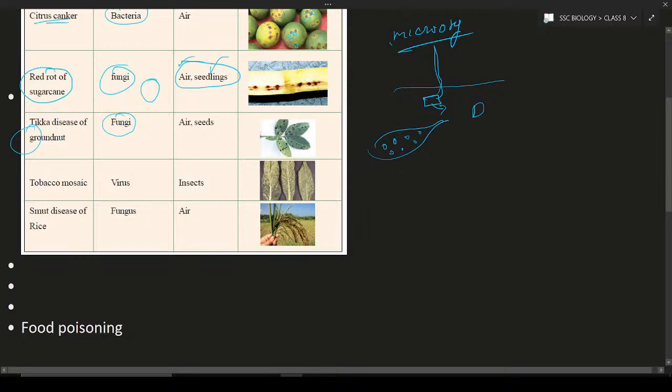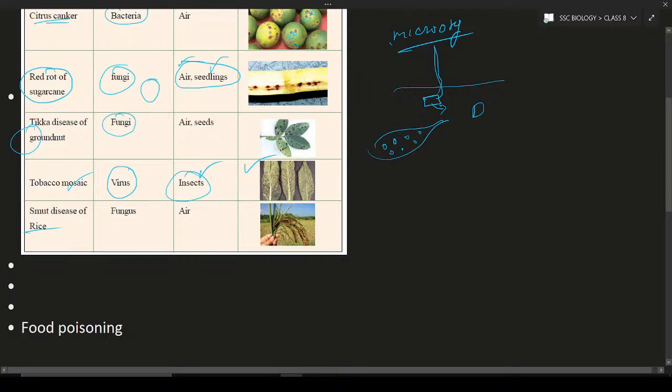Tikka disease is caused mainly in the groundnut plants. Okay. Next, the tobacco mosaic disease. It is also known as TMV. TMV means tobacco mosaic virus. If this tobacco mosaic virus infects tobacco plants, such kind of disease is known as tobacco mosaic disease. It is transmitted by insects. It means insects are going to carry these viruses to new plants. Hence the new plants get infected with such kind of tobacco mosaic viruses.